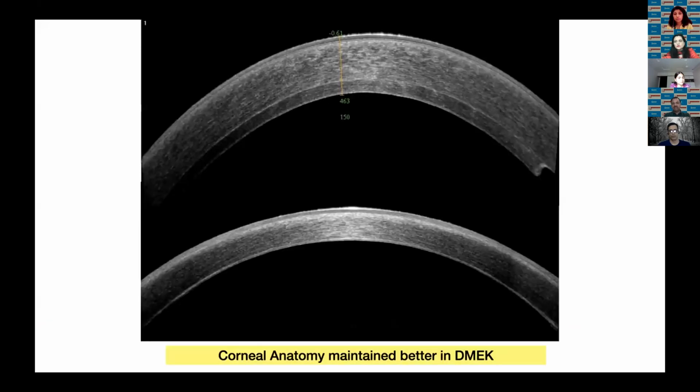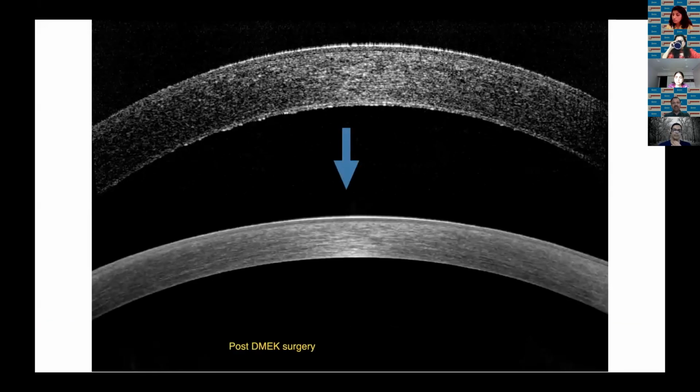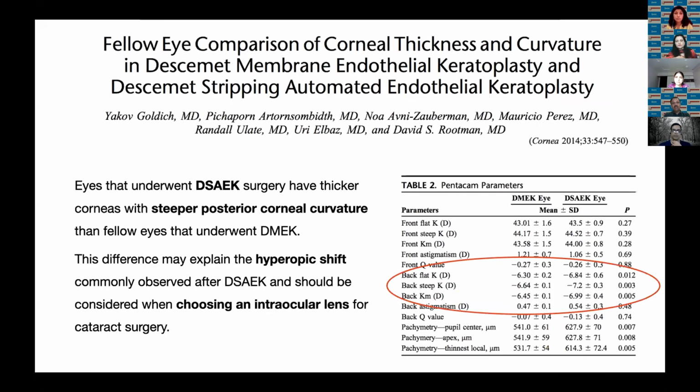The other advantage is that the corneal anatomy is better maintained in DMEK. So if you compare the anterior segment OCT of DSEK and DMEK, you can see that in DMEK, you can hardly figure out any change in the corneal anatomy. This paper published in 2014 looking at fellow eyes showed that the posterior curvature in DMEK remains normal, whereas in DSEK, the posterior curvature becomes much steeper, which can account for the hyperopic shift that occurs after DSEK, and you have to make modifications when you choose your IOL power accordingly.